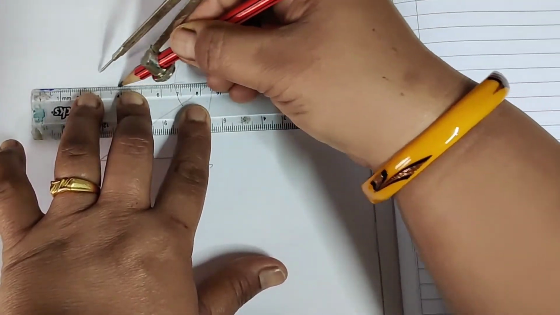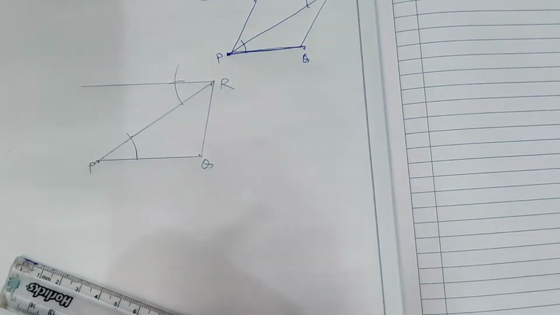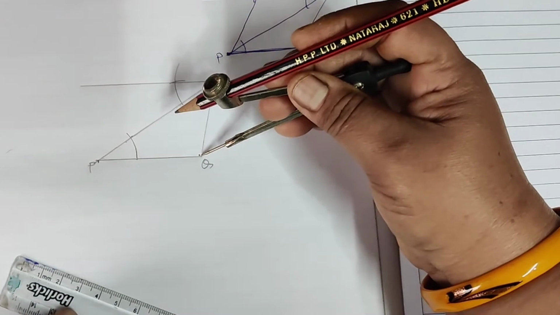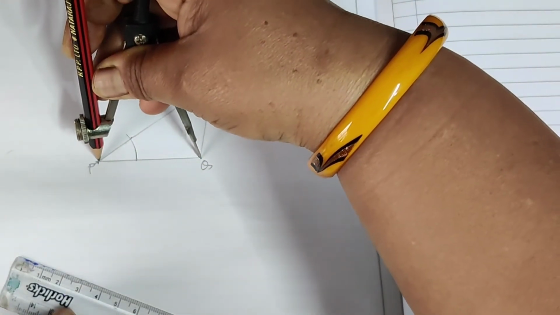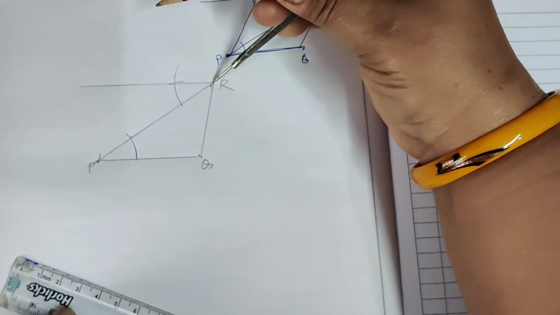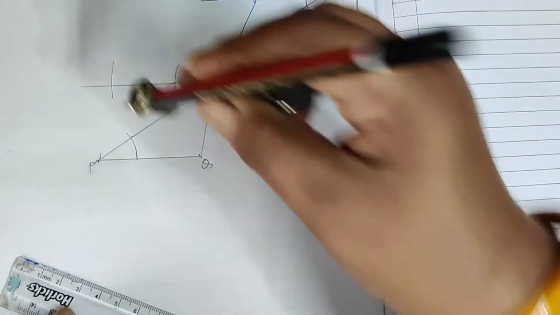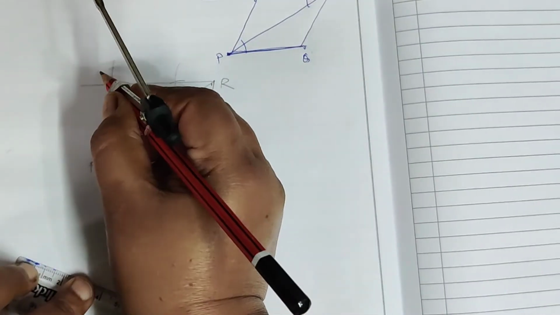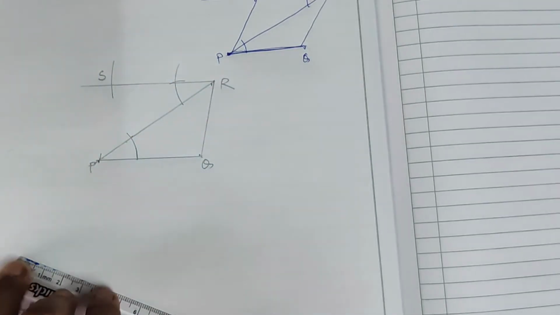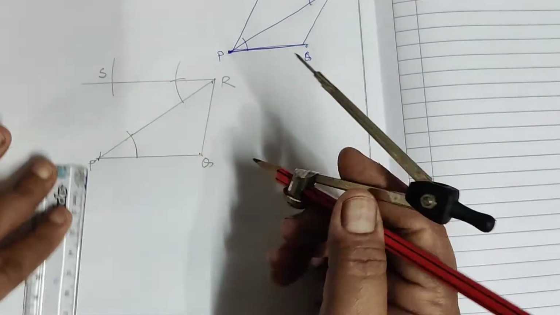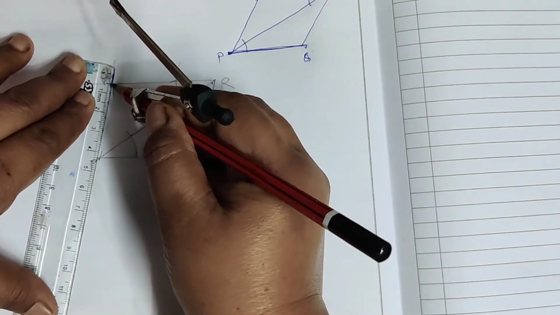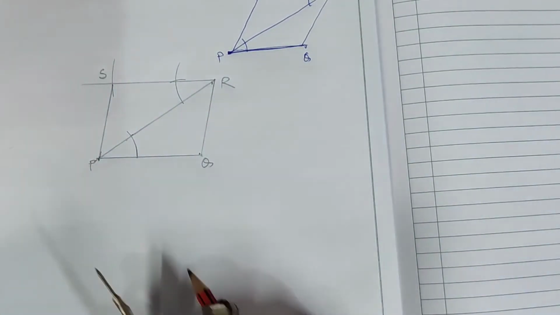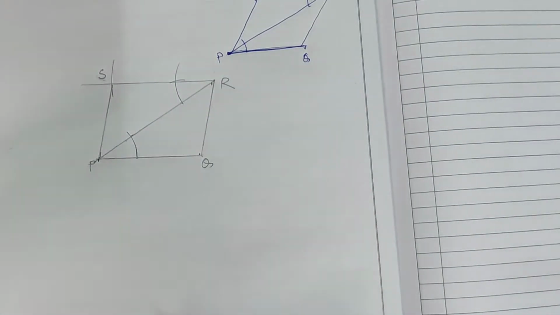Angle R. Okay. Now measure the side PQ from compass and cut equal arc from R. This is the fourth vertex of parallelogram PQRS. Now join PS. PQRS is a parallelogram.